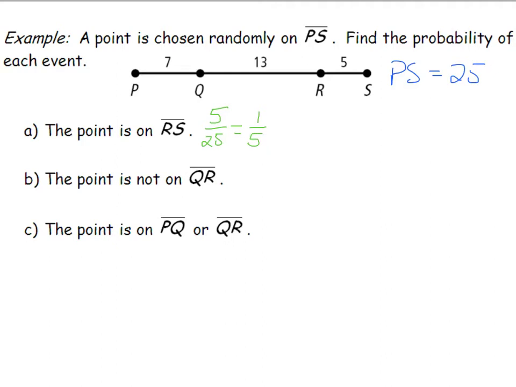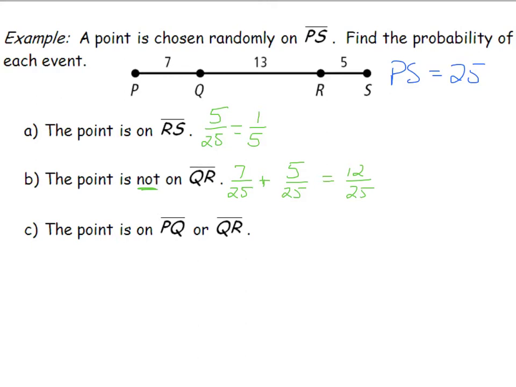Next one, it says the point is not on QR. Well, let's take a look. What does it mean to be not on QR? Well, here's QR. If the point was not on QR, it would either have to be on PQ or it would have to be on RS. Since PQ is 7, the probability of being on PQ would be 7 over 25. And the probability of it sitting on RS would be 5 over 25. So if I add those two up, I end up getting 12 over 25. So the probability of it not sitting on QR would be 12 over 25.